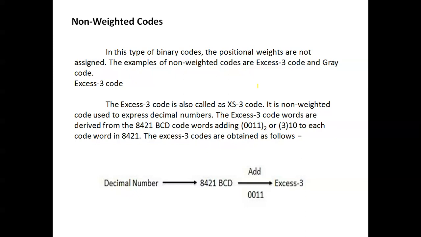Non-weighted codes means no positional weight is assigned to the digits. Examples of non-weighted code are XS3 code and gray code. So what is XS3 code? It is nothing but taking a binary number and adding 3 to it. That is called XS3 code. This code doesn't have weights, so it is a non-weighted code.